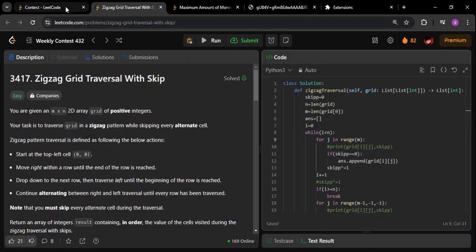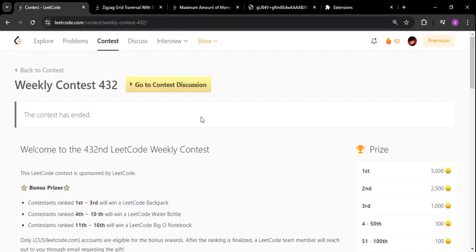So this is basically a Sunday contest. If you are not aware of this, please do check it out in the contest page of LeetCode. There are multiple contests happening. There is a bi-weekly contest which happens on Saturdays, and this is the Sunday contest.